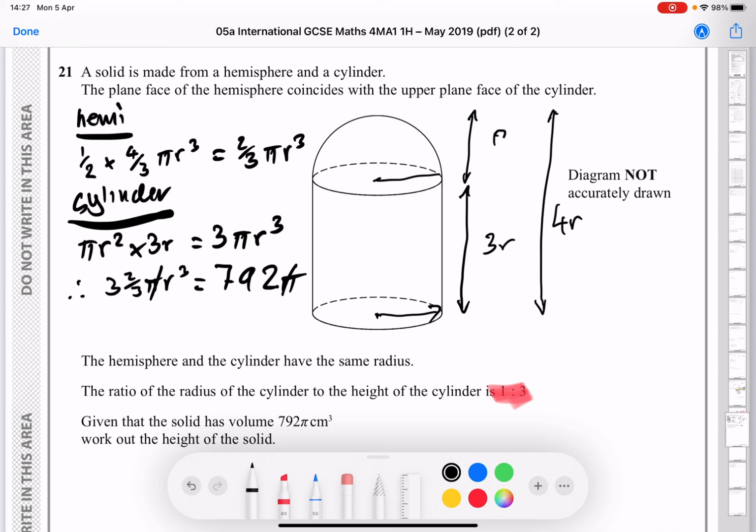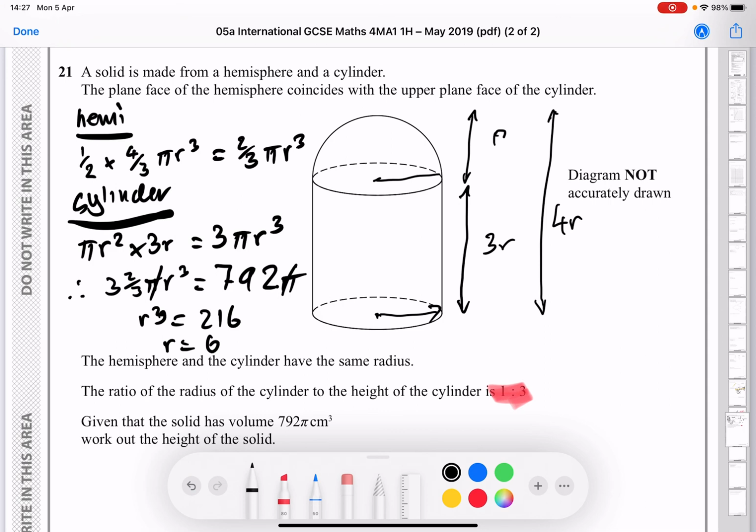Okay, so r cubed. As a top-heavy fraction, 3 2/3 is 11/3. 3 times 3 is 9, plus the 2 is 11. So r cubed equals, from using this, I get 216, which means that r equals 6.